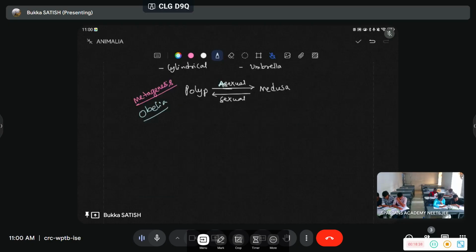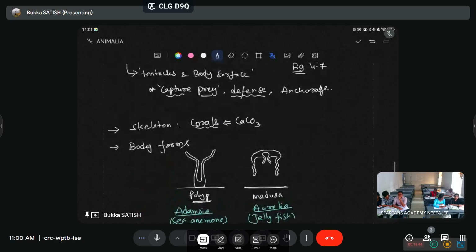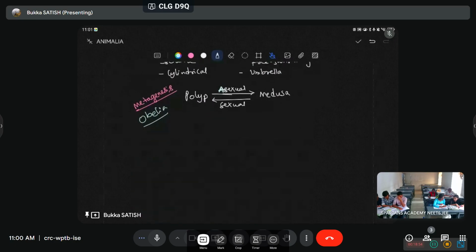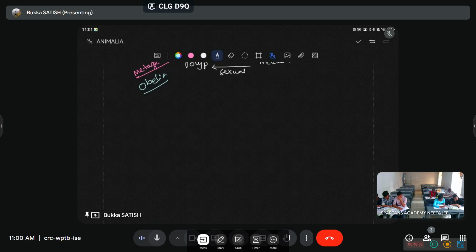So in this, apart from this, figure-based questions, anyhow, only the figures of Aurelia and Adamsia are given. In the textbook, only Aurelia and Adamsia, these two figures only are given. So just see the figures. Right. The next one, a small phylum, Ctenophora.